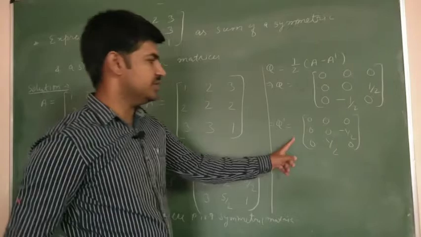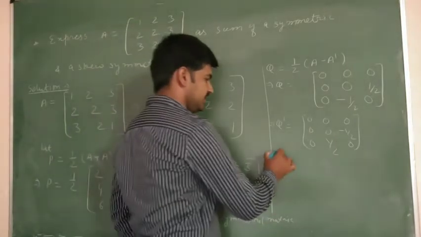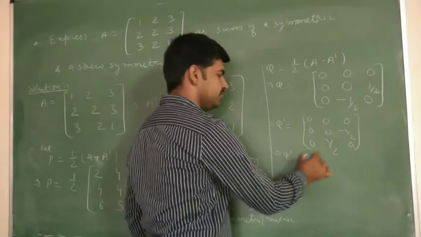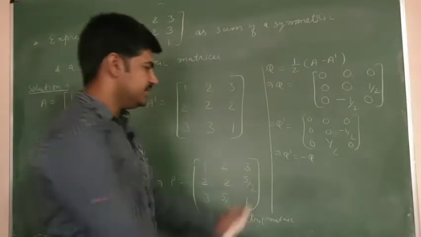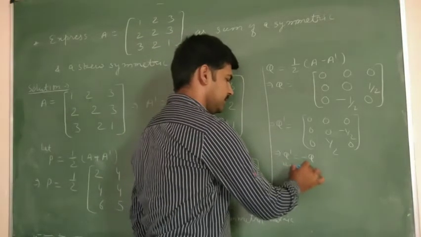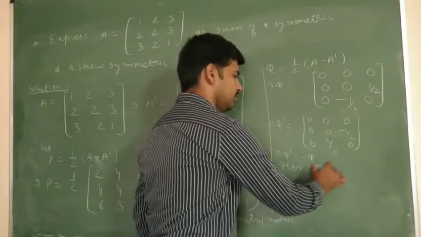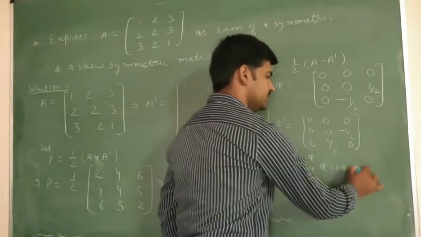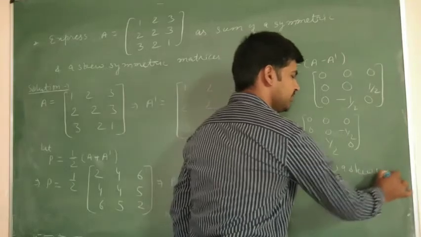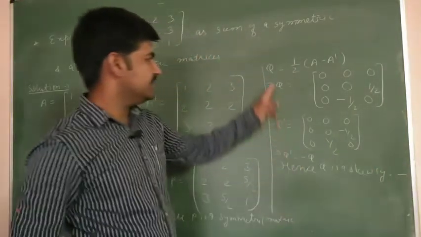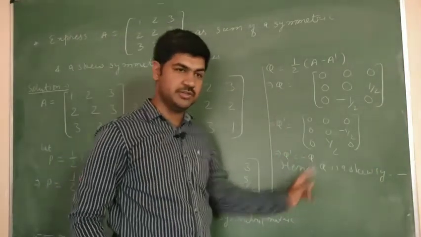I have found Q dash, and what do we notice here? This implies that Q dash is equal to minus Q, and hence Q is a skew symmetric matrix, as Q dash is equal to minus Q.